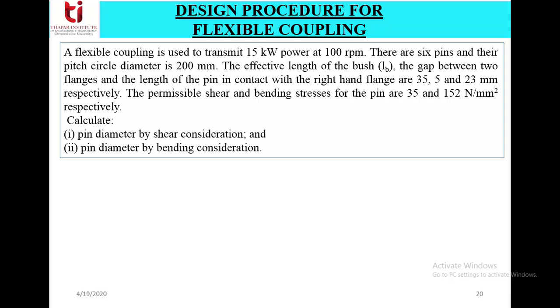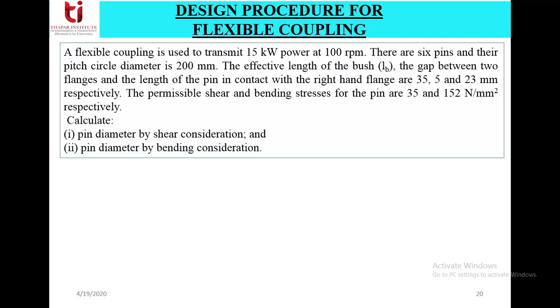I think there is one point which I'll put here. The second criteria which is given is the gap between two flanges. In general, the gap between two flanges is 5 mm for a bush pin type flexible coupling. The gap between the left flange and right flange is 5 mm, though it is given in this problem. The permissible shear and bending stress for the pin are 35 and 152 megapascal. Newton per mm square is nothing but megapascal. Calculate pin diameter by shear consideration and pin diameter by bending consideration.